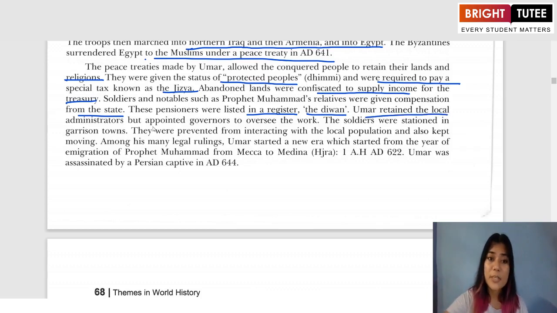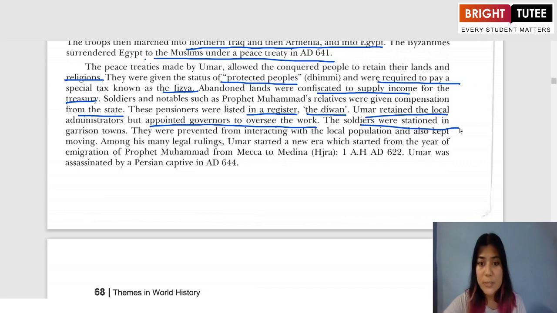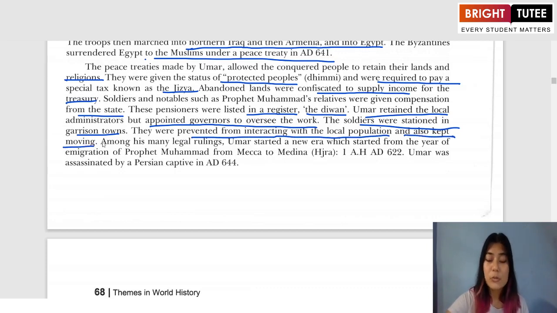Umar retained the local administrators but appointed governors to oversee the work. In these newly acquired territories, the local administrators were allowed to function as they did before they were included into the Arab Empire. But governors were appointed by Caliph Umar to oversee the work of these local administrators. The soldiers were stationed in garrison towns, at important locations. They were prohibited from interacting with the locals, and they were also made to move from one place to another quite frequently so that they would not interact with the locals much.